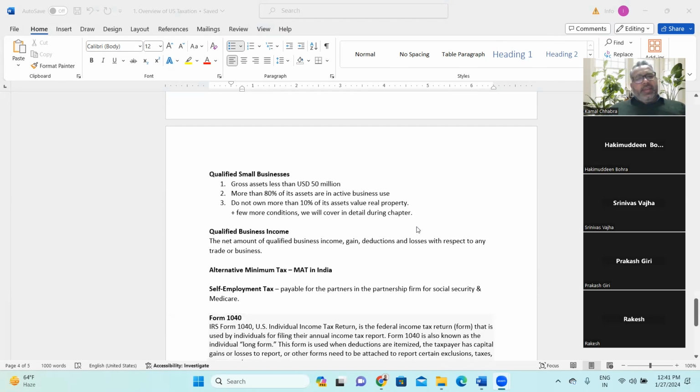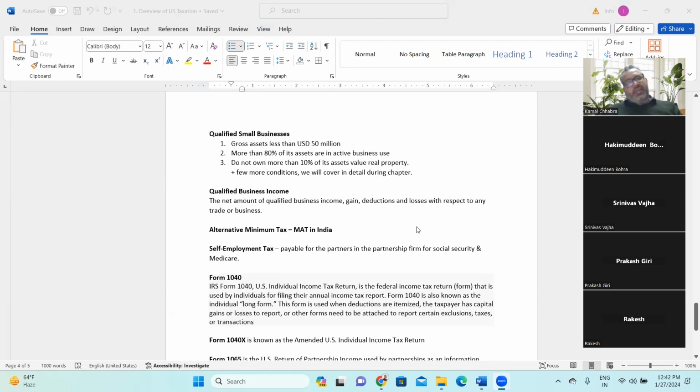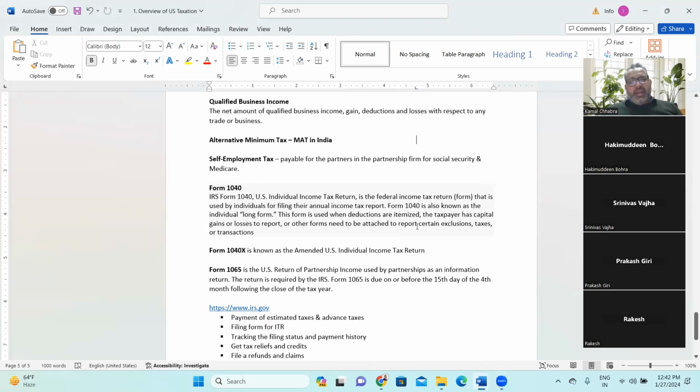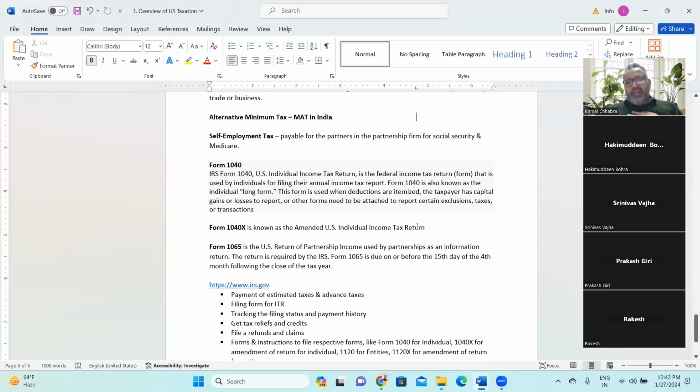Then there's a qualified small business, which is like a startup, right? There are certain benefits for an investor to invest in a qualified small business that we'll be discussing. Alternative minimum tax, whereas in India we call it MAT, right? So that terminology is different. And then self-employment tax, which is when you are in sole proprietorship or partnership, then you need to pay certain taxes for yourself. That is called self-employment tax, which we are not exposed to in India.